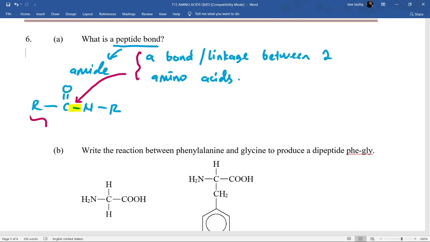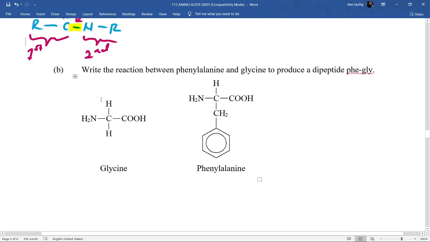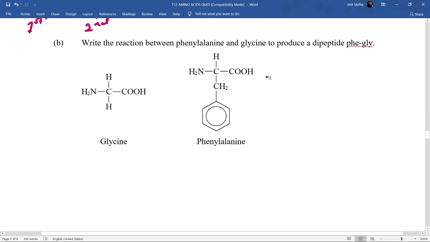So this part comes from the first amino acid, and this part from the second amino acid. Okay. Later we look at structure B. It says to react between phenylalanine and glycine to produce a dipeptide, Phe-Gly. Right. So they ask us to give Phe, phenylalanine, and glycine. So we modify the COOH of our phenylalanine, and for our glycine we modify the amine NH2. So we must draw first, because the front one is phenylalanine. So we must draw its structure first.